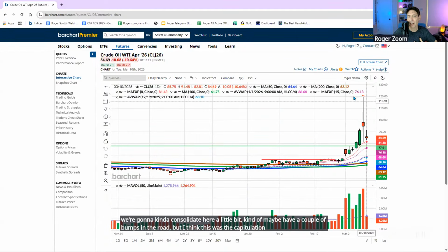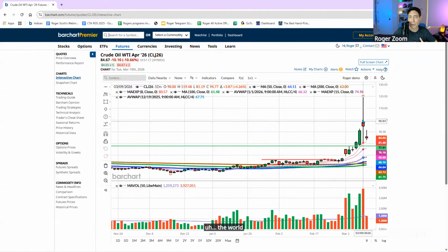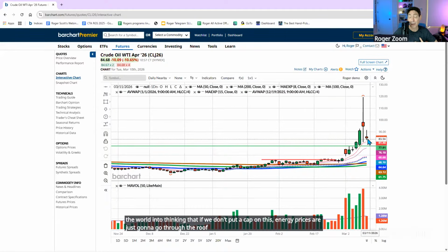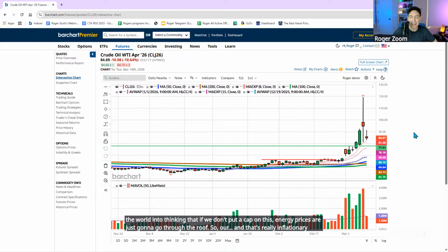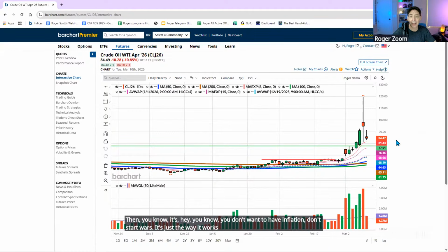I think this scared our country, our president, the world, into thinking that if we don't put a cap on this, energy prices are just going to go through the roof, and that's really inflationary. He'll blame the Fed anyway, but it's, hey, you don't want inflation, don't start wars. It's just the way it works. But I still believe this war was a good idea. I think eventually we would have needed it no matter what. I think it was inevitable, and I think it was the right thing to do. Anyways, just my 5 cents.